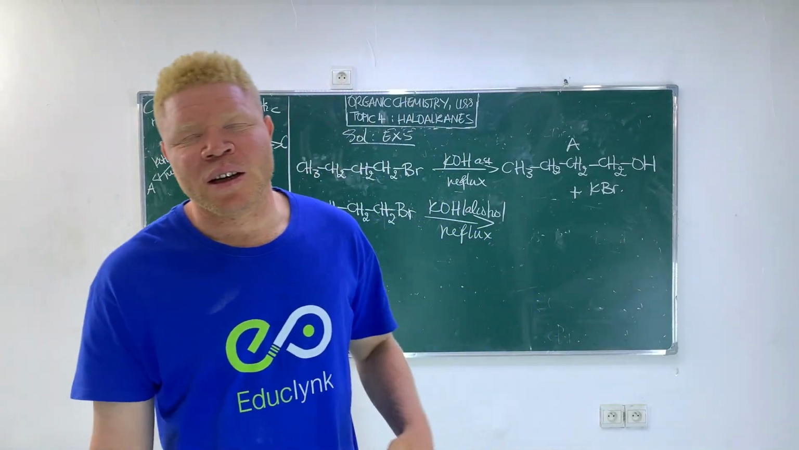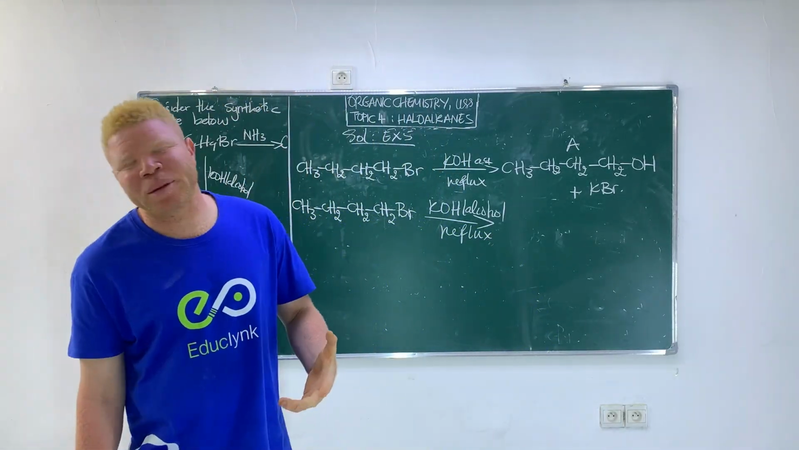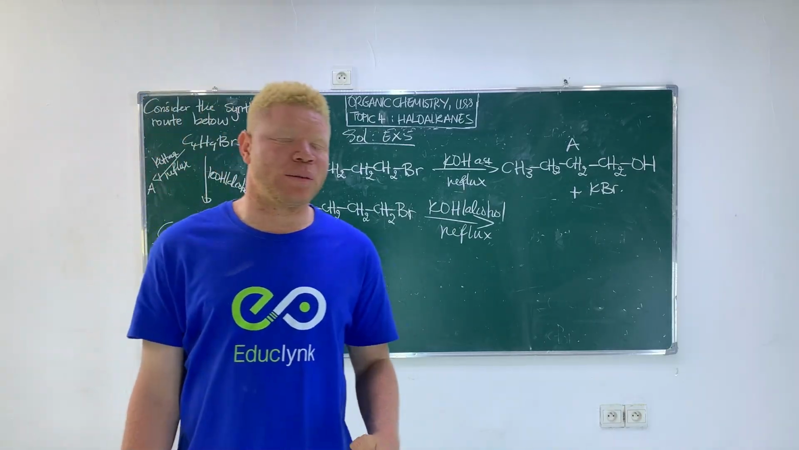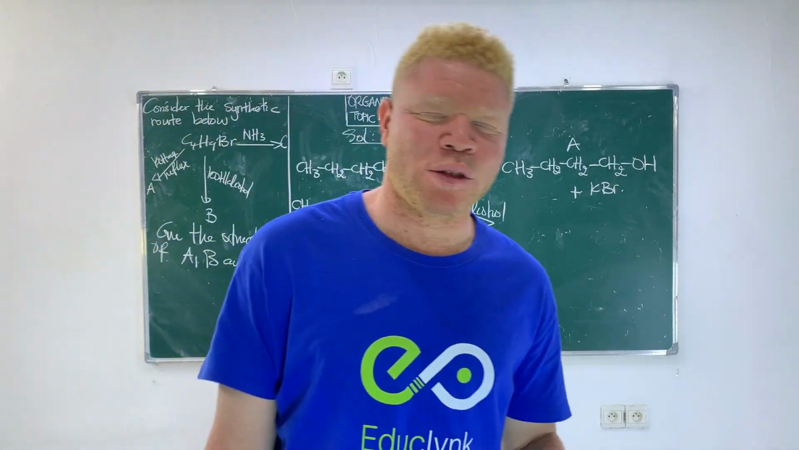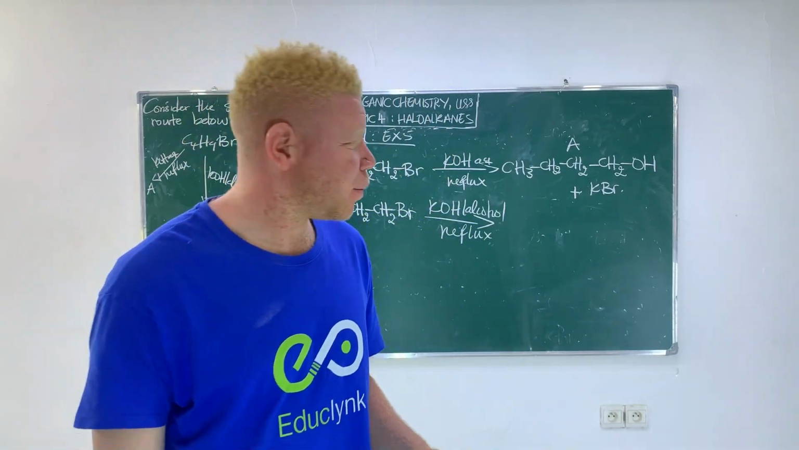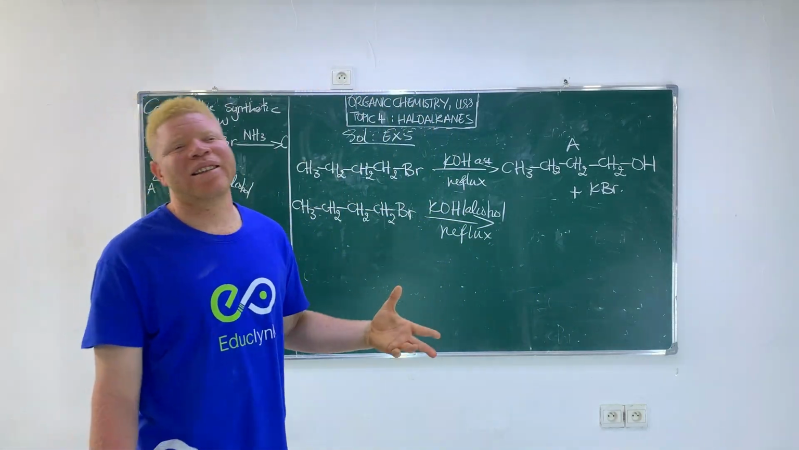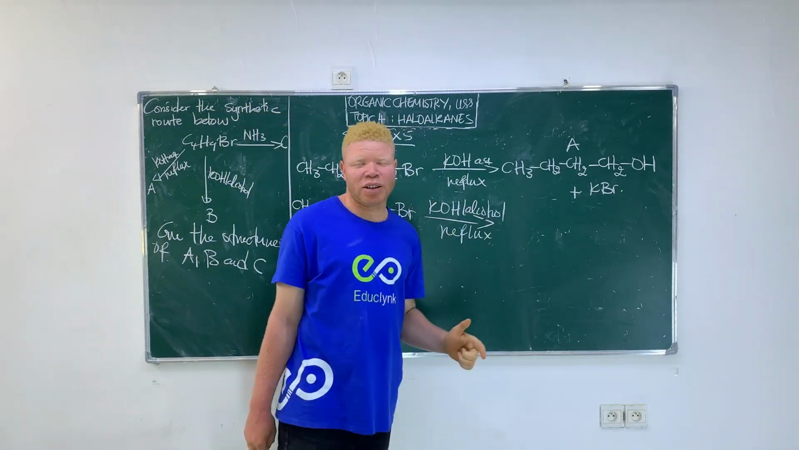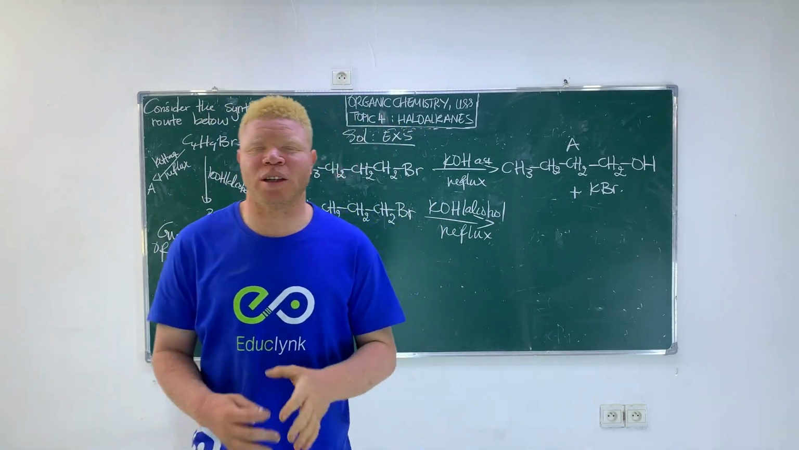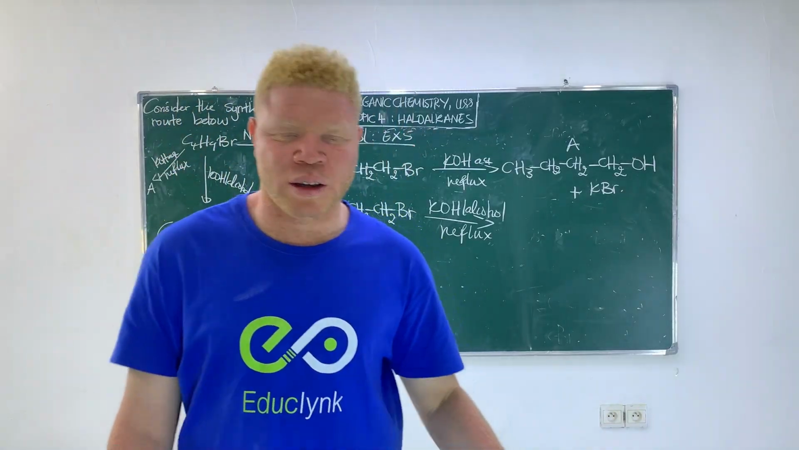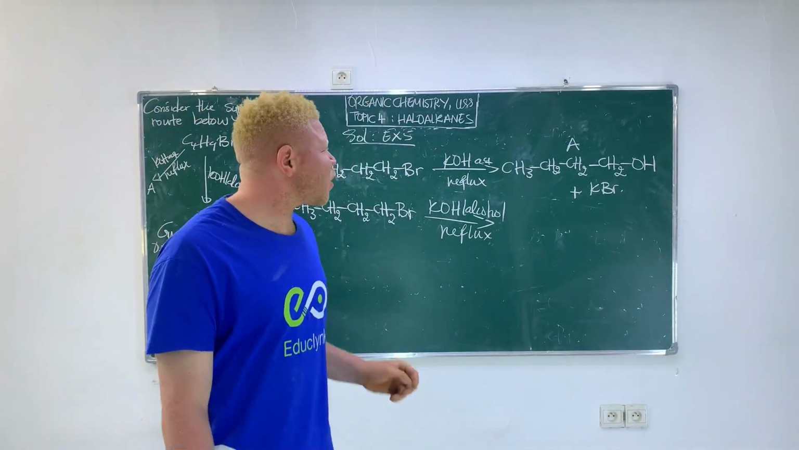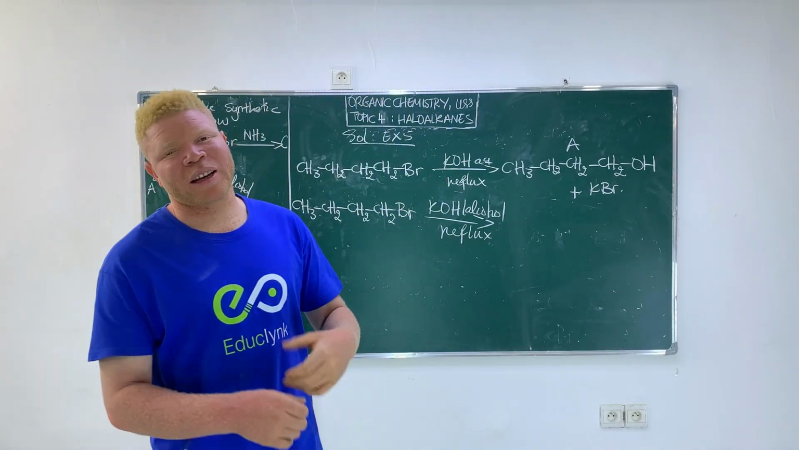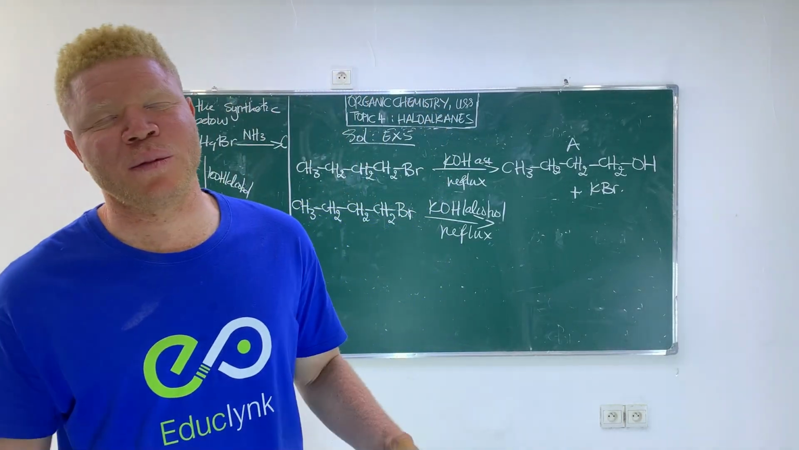This mechanism, if it asks you, is it an SN mechanism or an E mechanism? When I talk about SN, it means nucleophilic substitution, or an elimination reaction, that's what I'm talking about, E mechanism. The reaction is no more SN, but it's an E. Why? Because the reagent has changed. In an alcoholic medium, the reaction is an elimination reaction. In an aqueous medium, the reaction is a substitution reaction. In this case, we have an alcoholic medium, so the reaction is elimination.